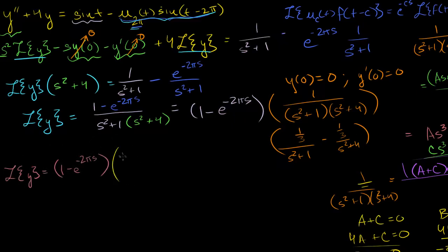Times, and I'll write it like this, 1/3 times 1 over s squared plus 1 minus 1/3 times, actually let me write it this way, because I have this s squared plus 4. So I really want to have a 2 in the numerator. So you want to have a 2 over s squared plus 4. So if I put a 2 in the numerator there, I have to divide this by 2 as well. So let me change this to a 6. Minus 1/6 times 2 is minus 1/3. I did that just so I get this in the form of the Laplace transform of sine of t.